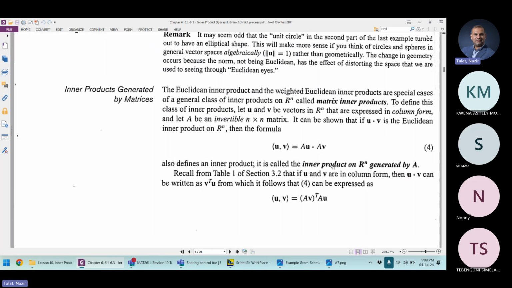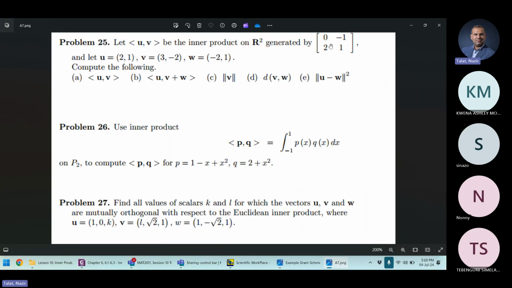So again, you just need to multiply the given matrix with the first vector, and the given matrix with the second vector, and then take their dot product. Then it will give you the inner product generated by that given matrix. It means that instead of just plain multiplication, you can also use a matrix which gives you the inner product generated by that given matrix.